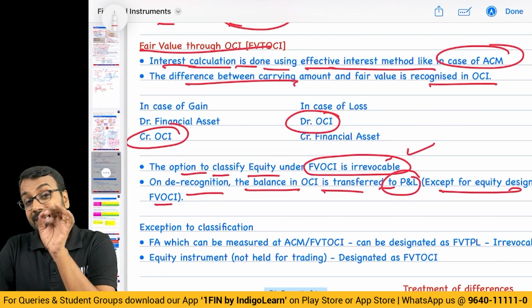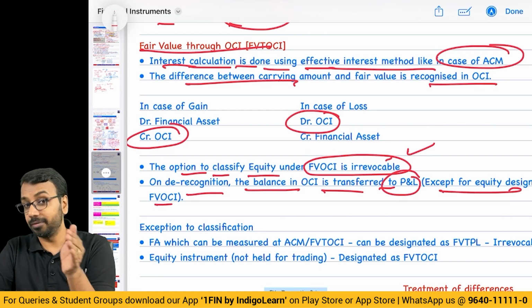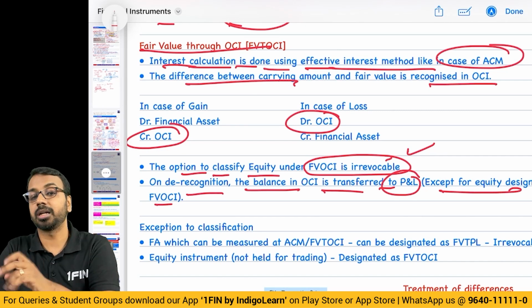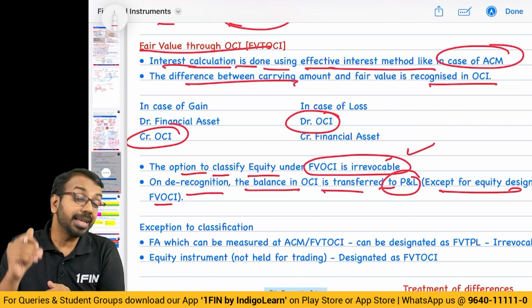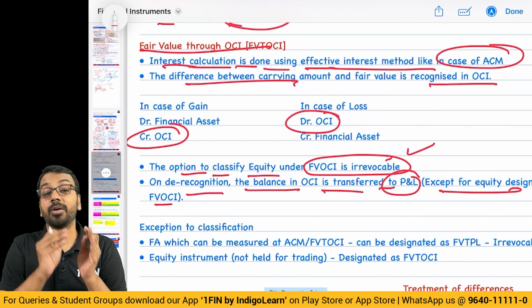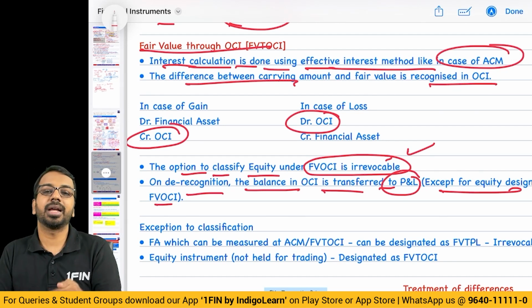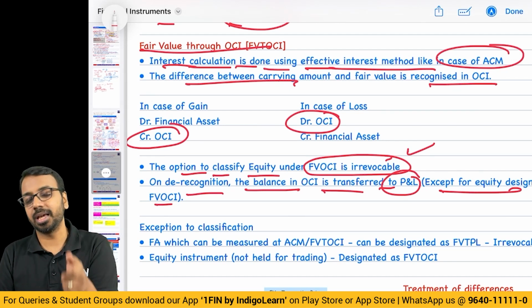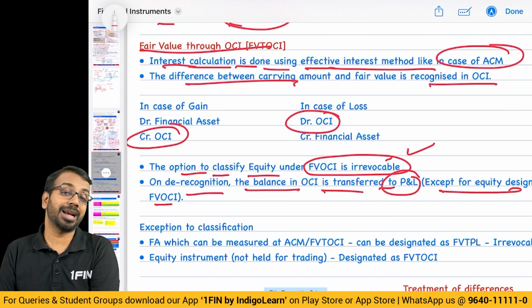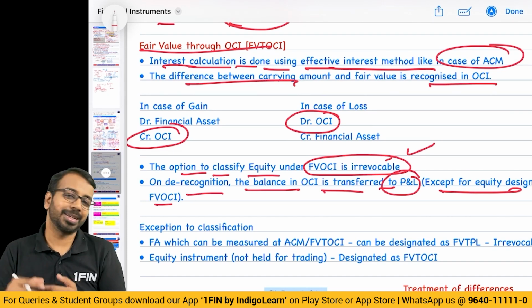If you have designated equity under FVOCI, then on derecognition also you cannot transfer it from FVOCI to P&L. Whereas in the case of other instruments under FVOCI, you can transfer to P&L on derecognition.